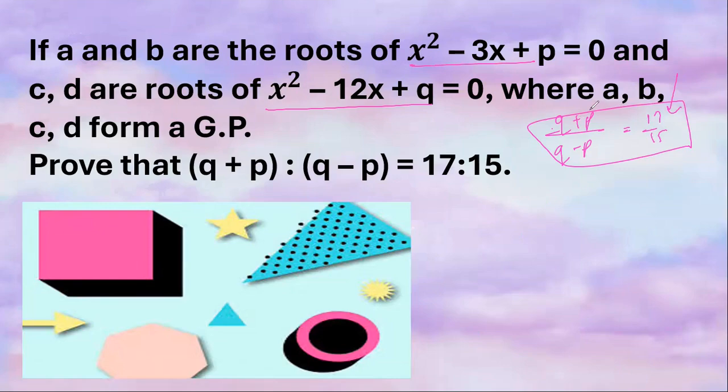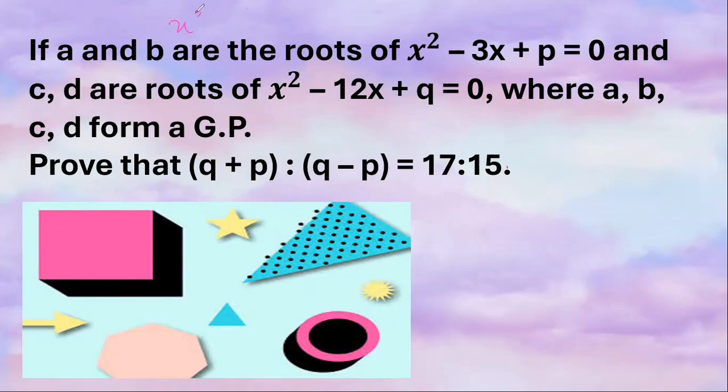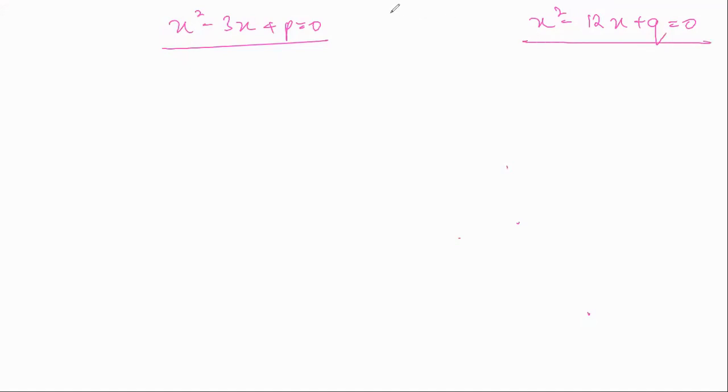So let's start with the question, everyone. First we will focus on the given parts. What is given to you? You have two quadratic equations. One is x² - 3x + p = 0, and the second one is x² - 12x + q = 0. So these are the two quadratic equations you have. Now for the first quadratic equation, a and b are the roots of this equation, and c and d are the roots of the second equation.